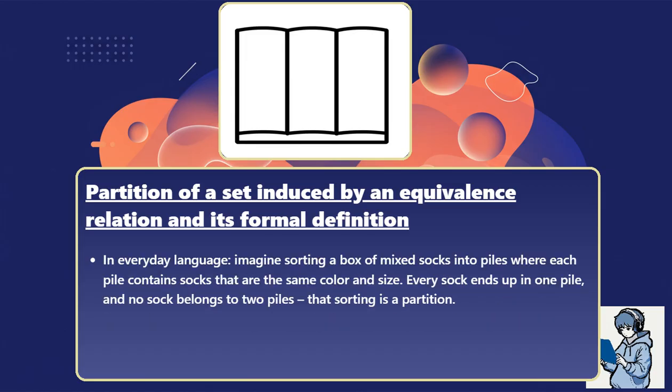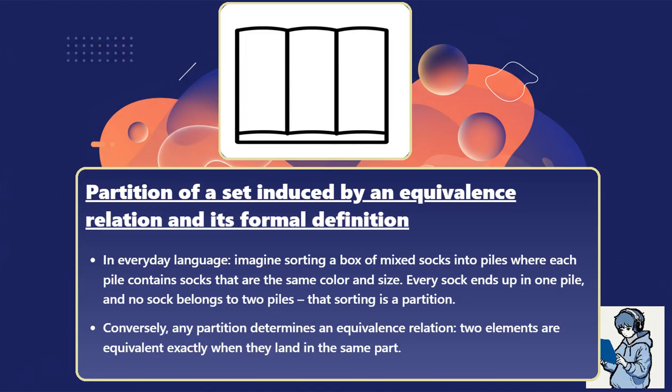In everyday language, imagine sorting a box of mixed socks into piles where each pile contains socks that are the same color and size. Every sock ends up in one pile, and no sock belongs to two piles. That sorting is a partition. Conversely, any partition determines an equivalence relation. Two elements are equivalent exactly when they land in the same part.